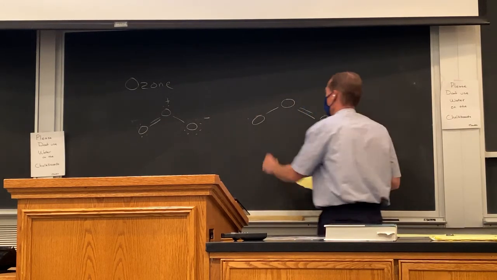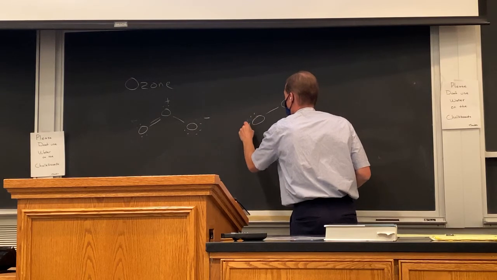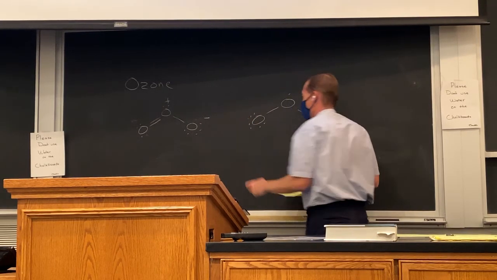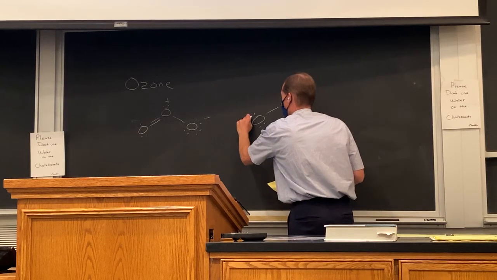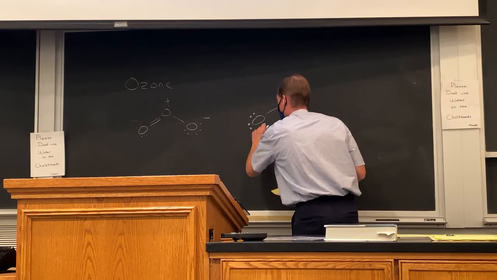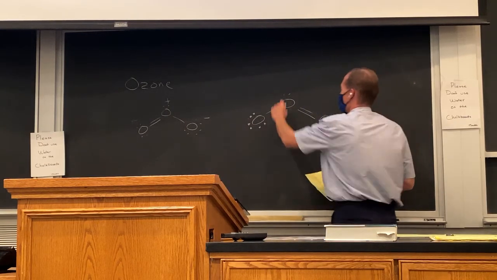Okay. And I'll draw in the lone pairs. This is a mark on the chalkboard. That's not an electron. We don't have 3 electrons around that oxygen. Unfortunately, it's in a bad spot on the board.